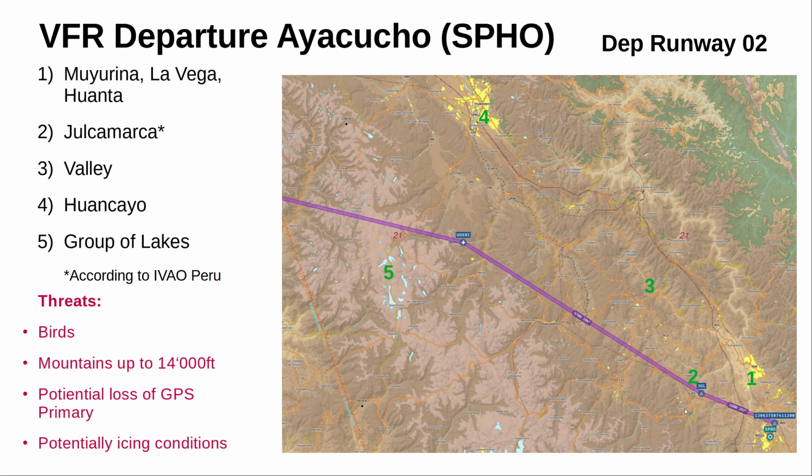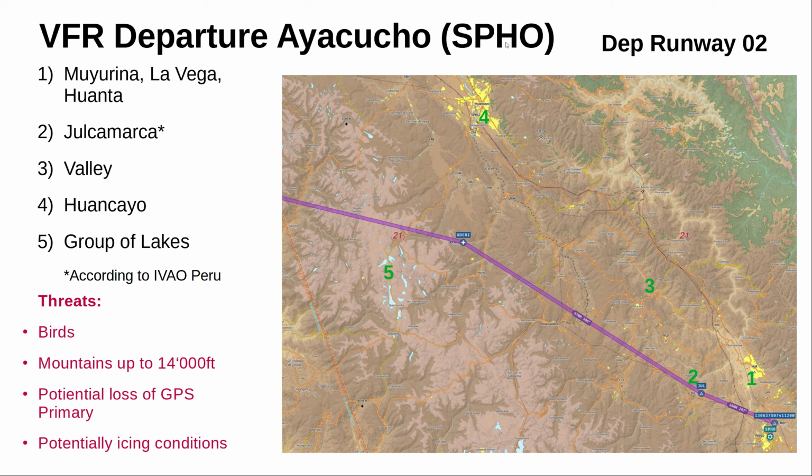So what we're actually going to fly is the VFR departure, which is defined by those 5 visual reference points. I have labeled them in green here on the chart. So we will depart to the north, runway 02. We will fly into the valley. We'll have to turn left, align with the valley initially. We will look out, we can see some towns, Moyorina, La Vega, Huanta, so this will be visible.